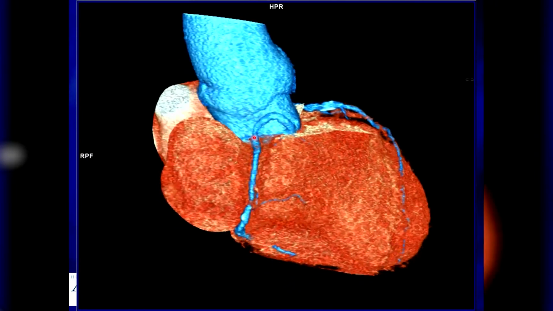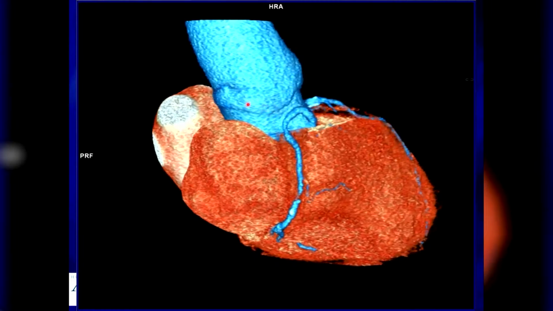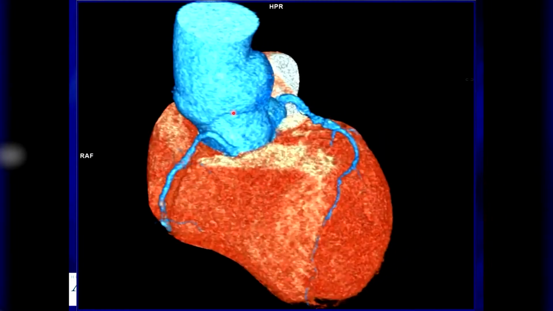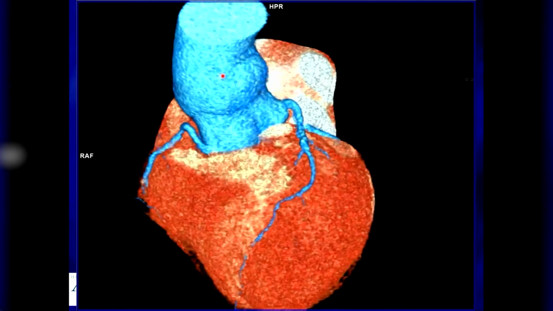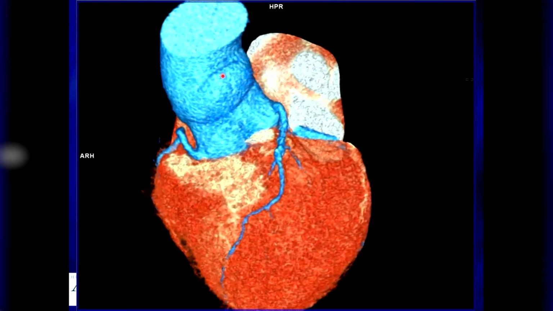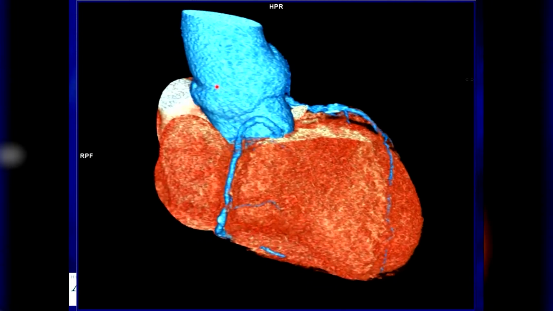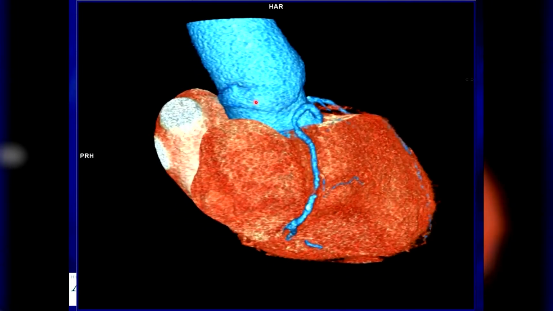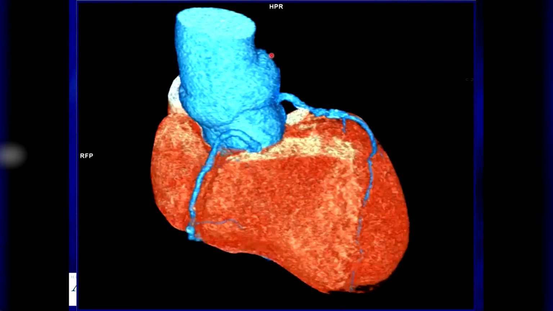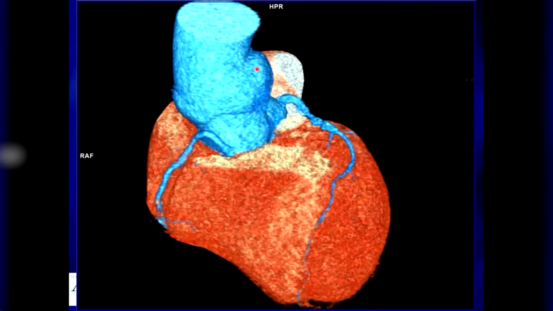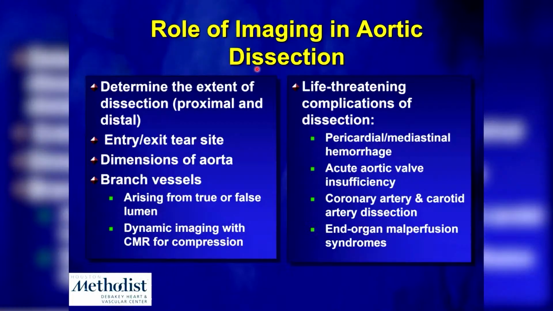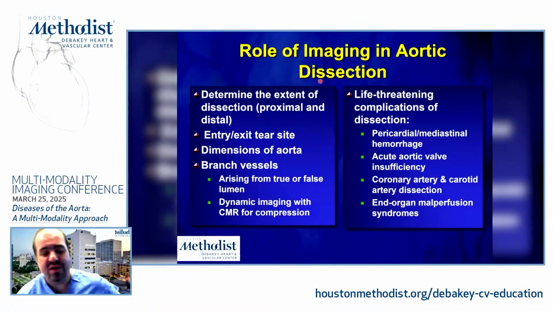Now, dissections come in different flavors. So this is actually a DeBakey type 2 dissection, but it's interesting that it's only localized to the proximal ascending aorta. And this was actually a patient who had a traumatic chest wall injury. So you can see here where the false lumen is separating from the true lumen, it's creating this localized dissecting aneurysm.